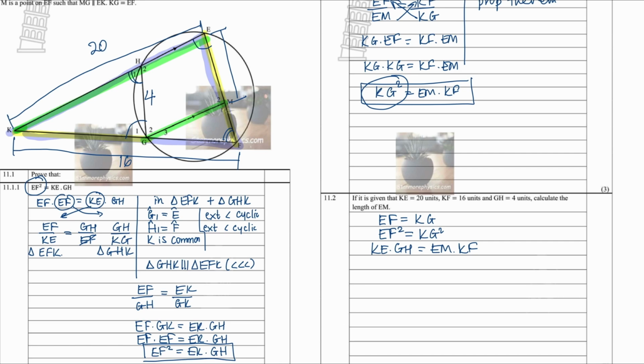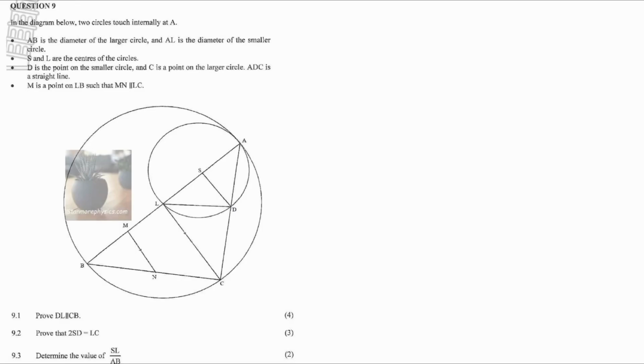And now let's substitute what we know. Well, we know KE is 20, so that's 20. GH is 4. And that's equal to EM, which is what we want, multiplied by KF, which is 16. So 20 times 4 divided by 16 is going to equal EM. And EM is therefore equal to 5 units.